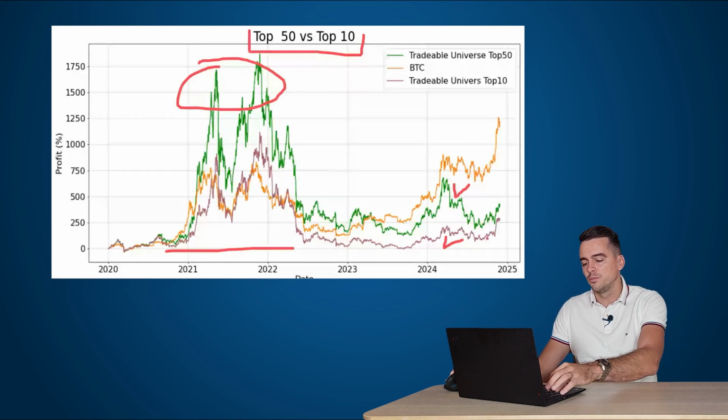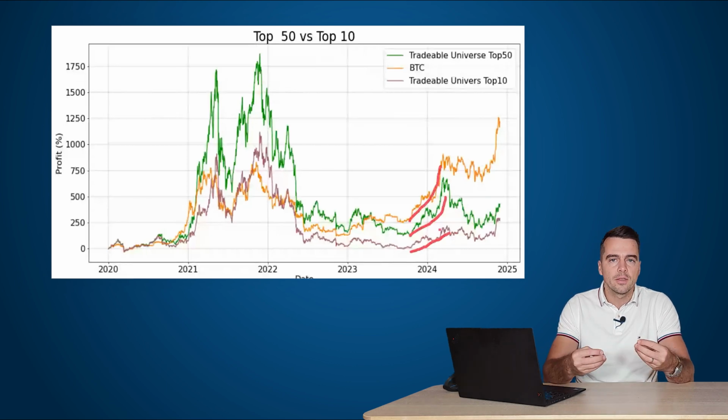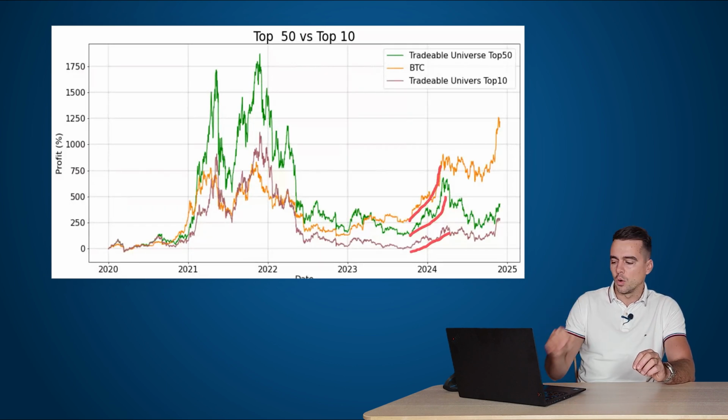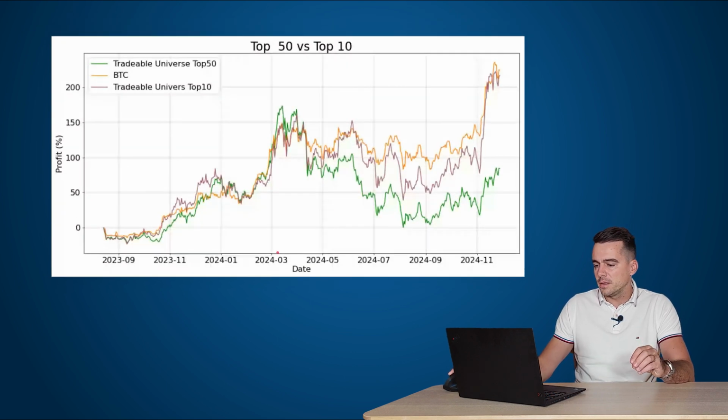You can even see that in the bull market of 23 and 24, the top 10 was underperforming the top 50 and it was underperforming Bitcoin. So the strength or the power of the top 10 is already weaker. Why? Because higher liquidity, lower potential. You can see it here. Let's zoom in a bit. You can see the performance of the top 50, the highest, then the top 10, and then Bitcoin. It was the lowest one.